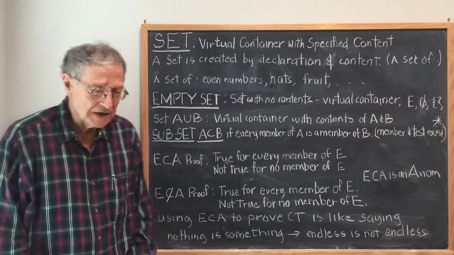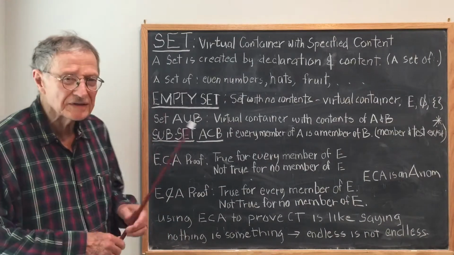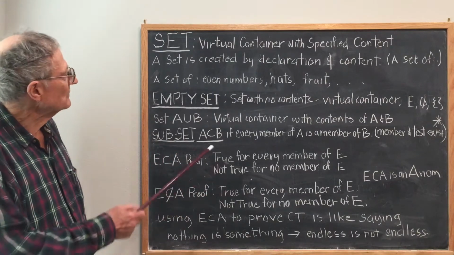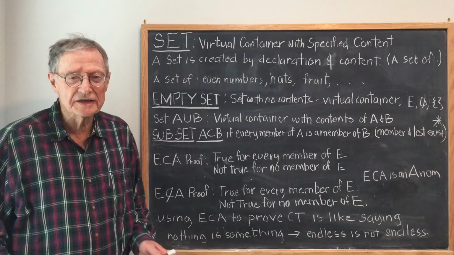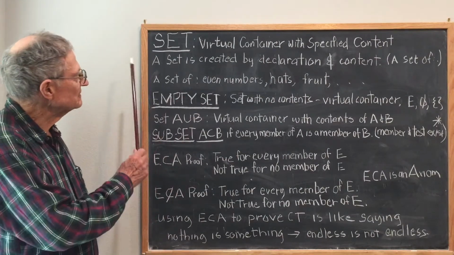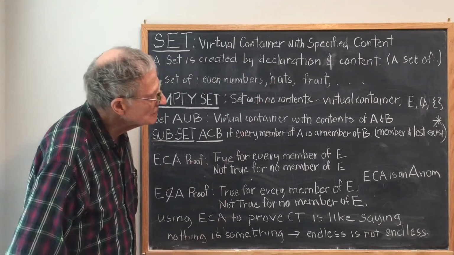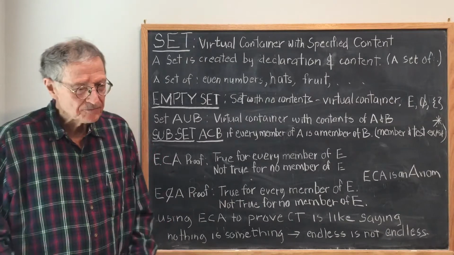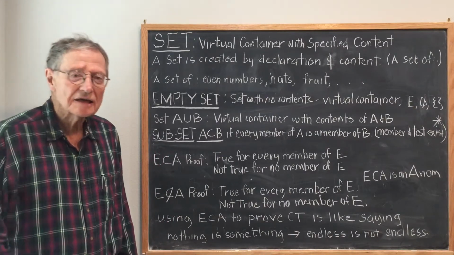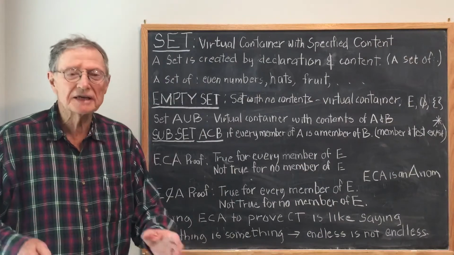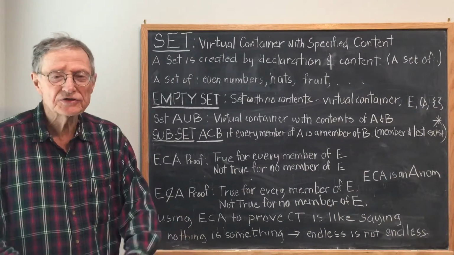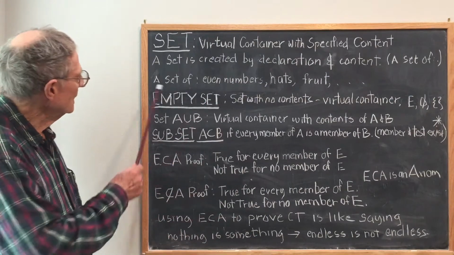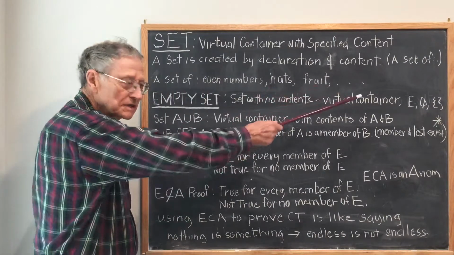Do I still have a set somewhere in imagination? So my definition of set, which is the concept of container, is not new, but I'm trying to use it consistently. A set is a virtual container with specified content. And a set is created by declaration and content, a set of. For example, if I have 3 shoes on the table and I refer to a set of 3 shoes, basically what I do is create a virtual container and put the 3 shoes in that container. Other examples of sets are a set of even numbers, hats, fruit, and so on.